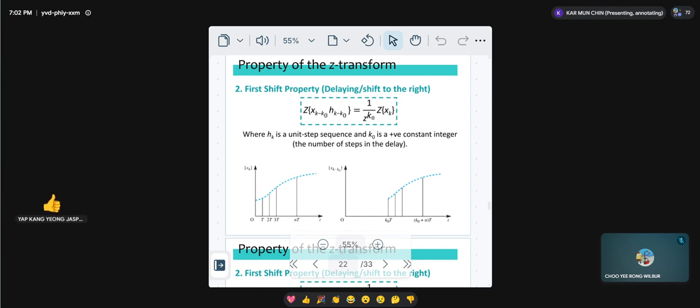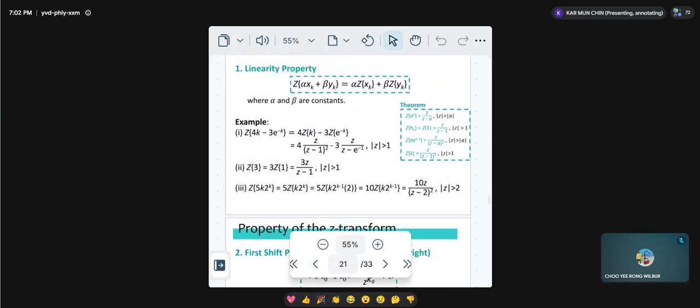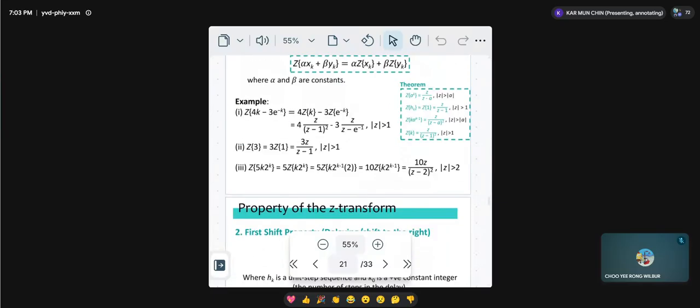Okay, so we continue with the properties of the Z transform, the second property. Just now, the first property was very straightforward. All you need to do is find out the terms, especially in this kind of condition. You can separate them into two or three, and you can pull out all the coefficients, and try to make the terms match with the theorems, so that you can get your answer by referring to the theorems.